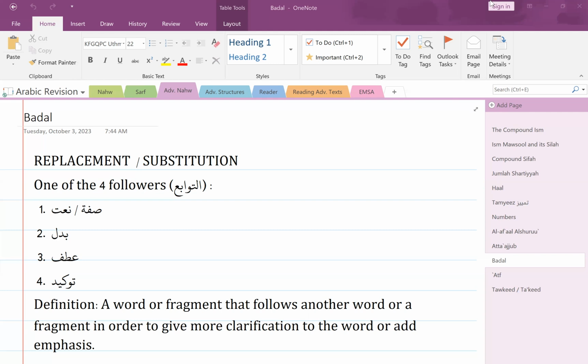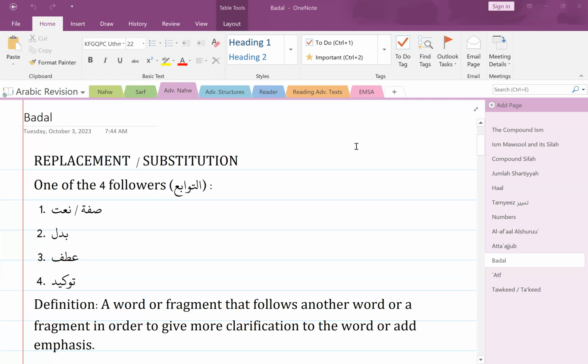That's the first one. We already covered that. So today we are looking at badal, which is the second one. And then the third one is atuf. We know the famous harf atuf. We know fa is harf atuf and so on and so forth. So we'll take a look at atuf next week. And then finally, we have something called tawkeed or ta'keed. Both are correct. And these four things are called the followers, the tawabi'.